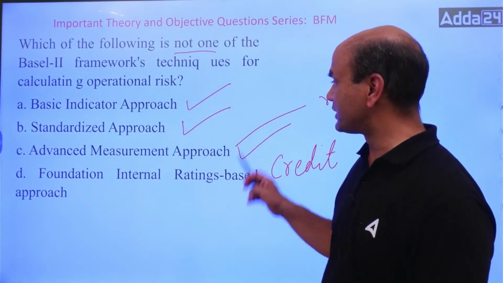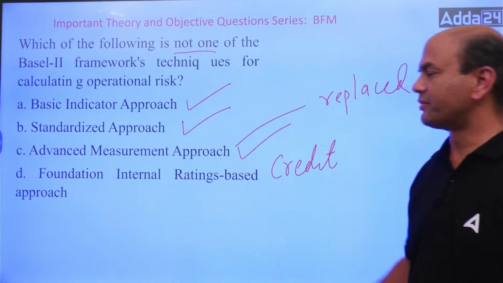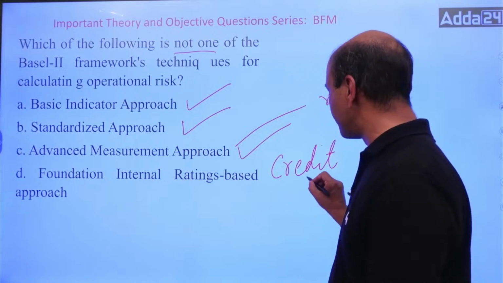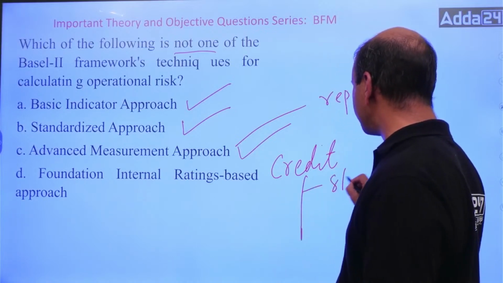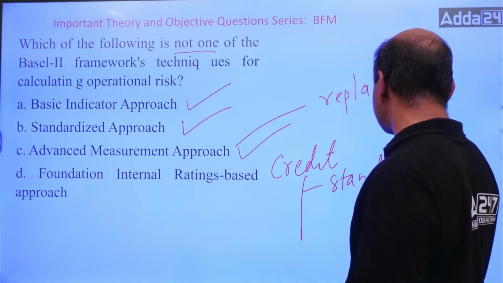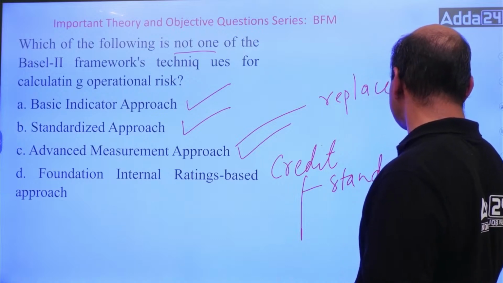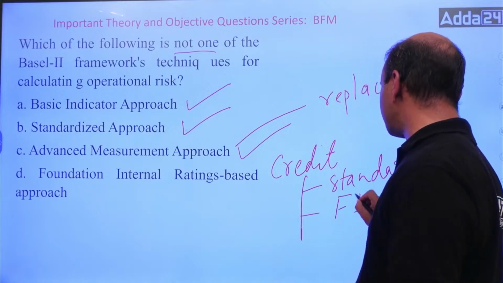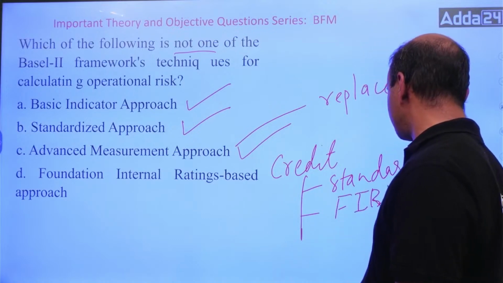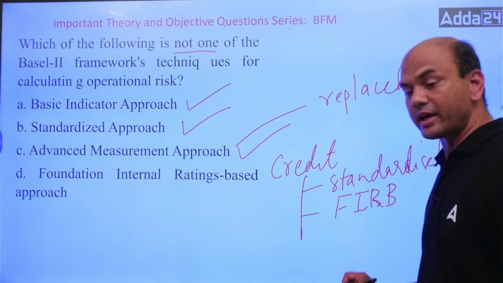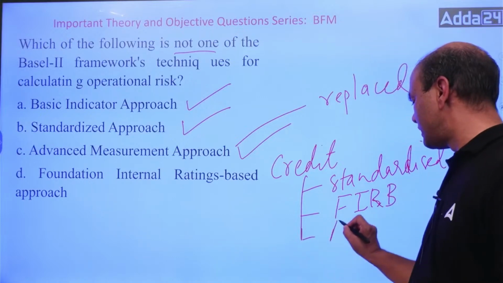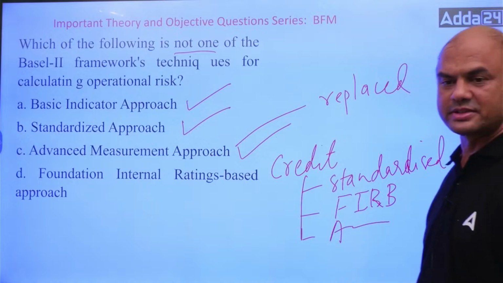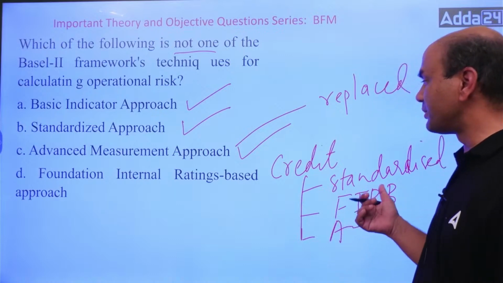So what is the answer for this? The answer is FIRB. This is for credit risk. Credit risk has three methods. One is standardized. Then FIRB, foundation internal rating based. And the last one is AIRB, advanced internal rating based. So these are the three methods for credit risk.